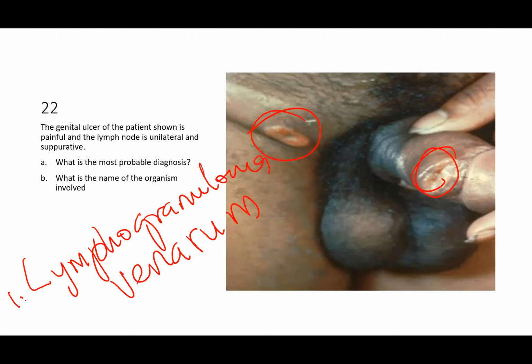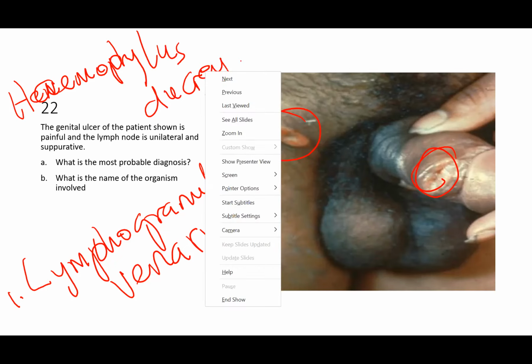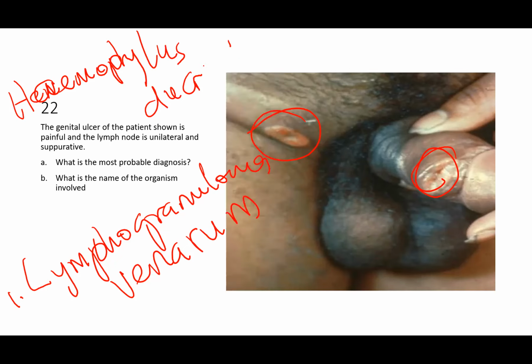Now, the next question says, what is the name of the organism involved? The name of the organism involved is Haemophilus. How do you spell it?